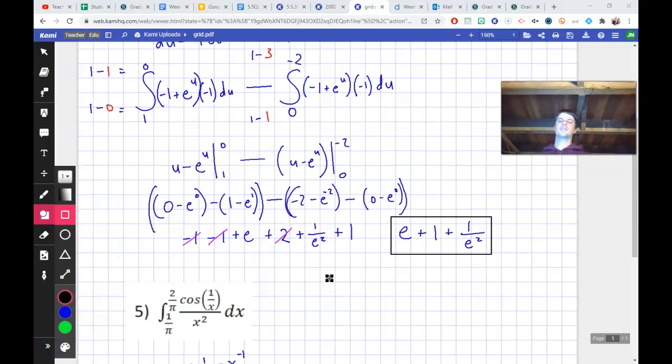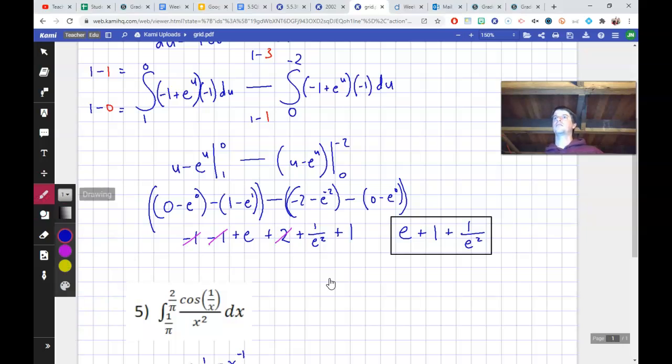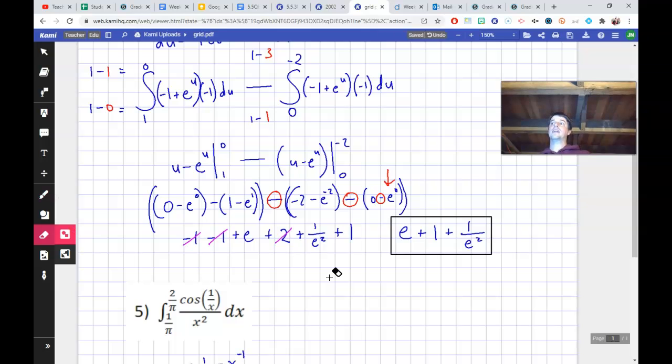Sorry guys, I had to come back here because there was one mistake I just noticed. This one right here that I ended up with, we had a negative times a negative times a negative. That should have been a negative instead of a positive. So that changes the answer to this. So it's e minus 1 plus 1 over e squared that should have been the answer.